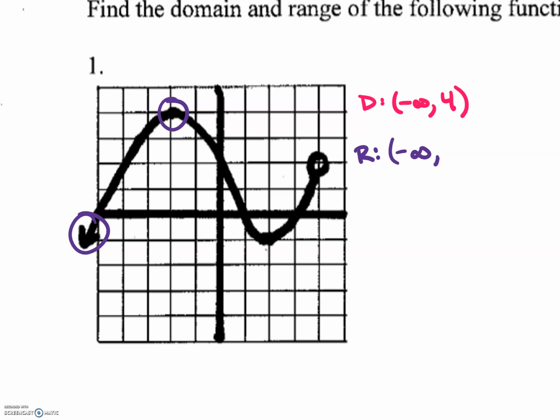So we're talking about our y values, so I'm going to count vertically. So it's going to be 1, 2, 3, positive 4. See how it's not an open circle, so that's assuming that it's closed. So therefore I would use a bracket. So my range is going to be negative infinity to positive 4.